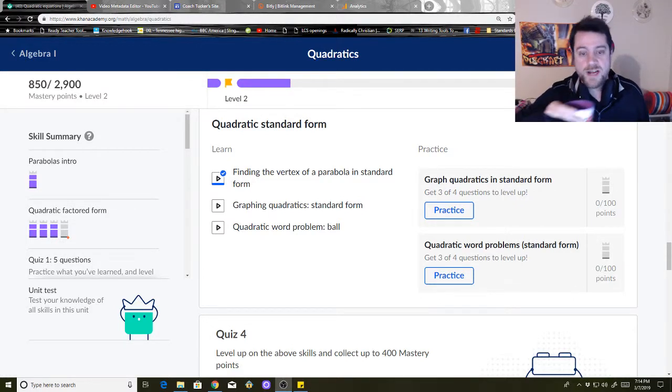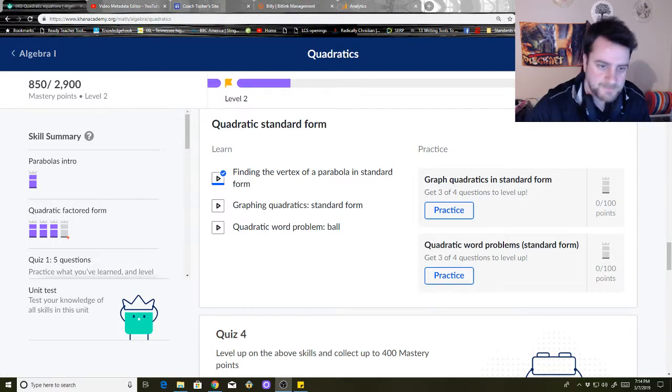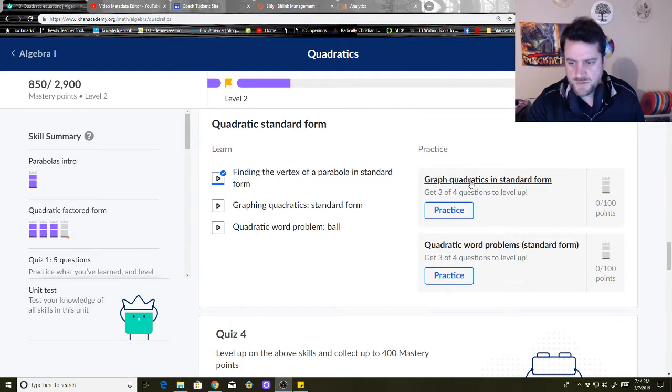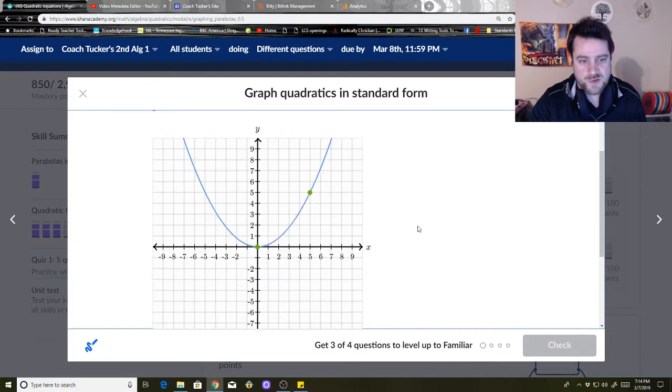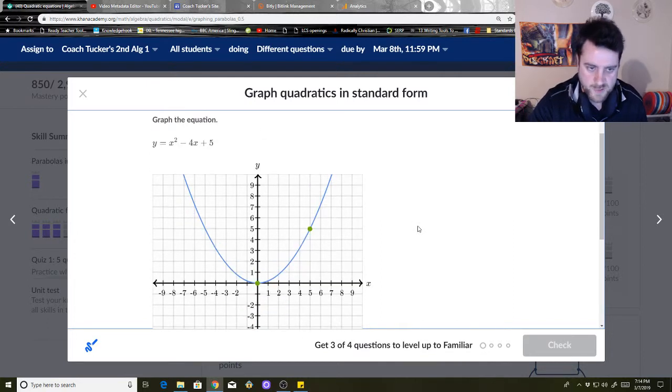We're going to go over quadratic standard form. And as always, check out the videos before we look at it. So we're going to go ahead and click into standard form. Then we're going to start working practice problems here. When it asks us to graph the equation, let's first go ahead and write this down.